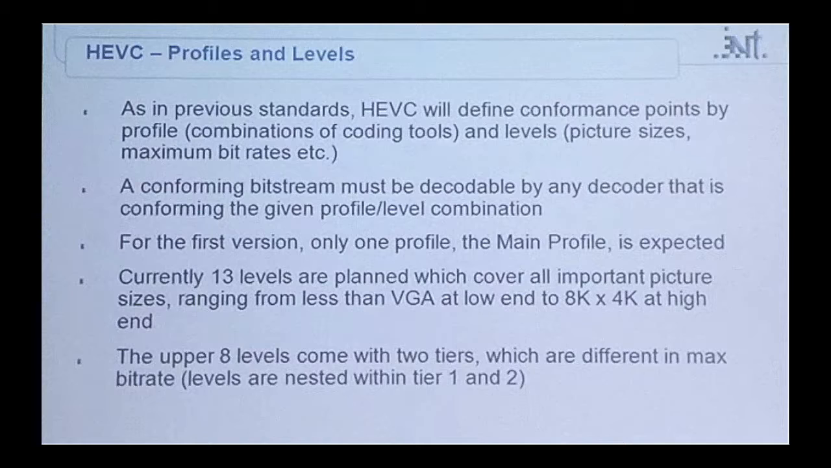And then, of course, you may want to build decoders that are able to process pictures of different resolutions, and for that we have levels. Currently we are planning 13 levels, which range from something like a little bit more than QCIF up to 8K or 4K. And within those levels, in some cases, for the upper 8 levels, we have something that is called tiers. Tier is a variant of the level, where tier 1 has lower bitrate and tier 2 has higher bitrate.